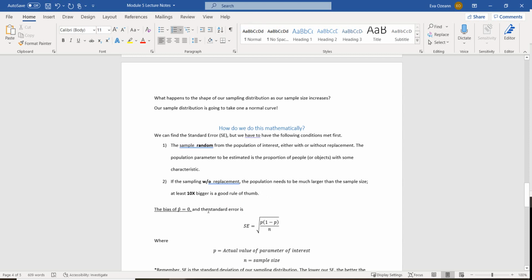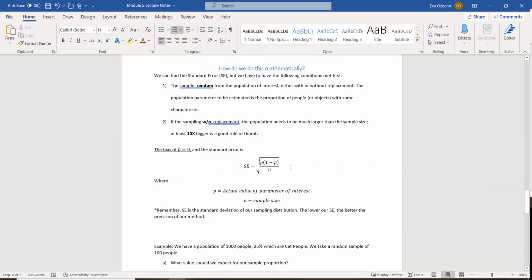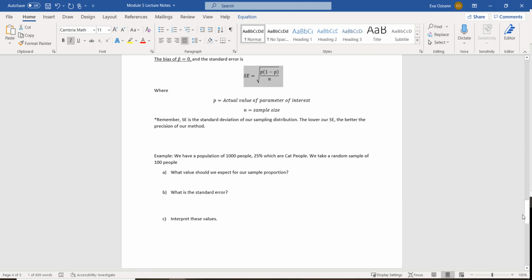Now, to figure out the standard error, aka the standard deviation, the thing that gives us our precision, or how far off our sample is from the population, we're going to use this to calculate the standard error right here. So SE, standard error, equals the square root of p, the population proportion, times 1 minus p, divided by n. Remember, the standard error is the standard deviation of our sampling distribution. The lower the standard error, the better precision of our method.